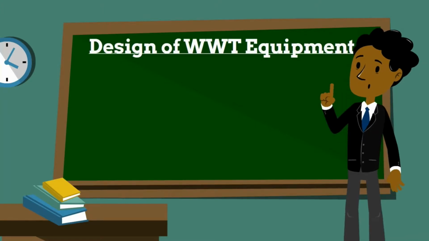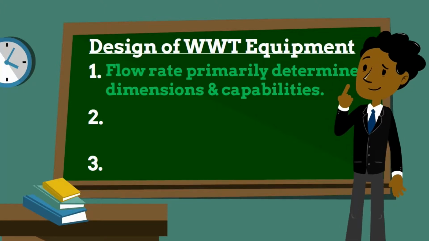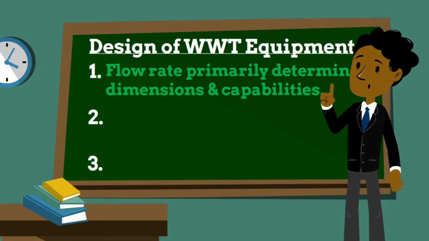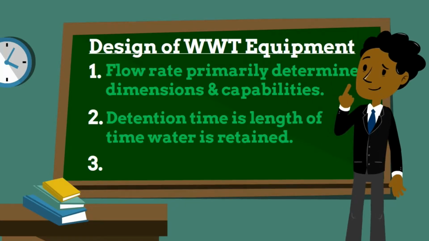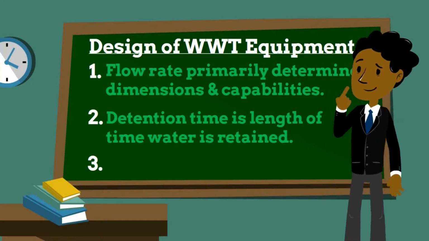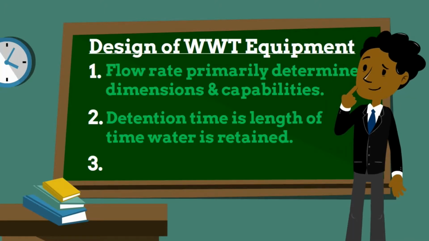When designing wastewater treatment equipment, there's 3 things to keep in mind. Number 1, your flow rate will most likely determine dimensions or process capabilities of the equipment in question. Number 2, the detention time is the theoretical time required for a given amount of water or wastewater to pass through a tank at a given rate of flow. This will be the second factor that determines the specifications of your equipment.